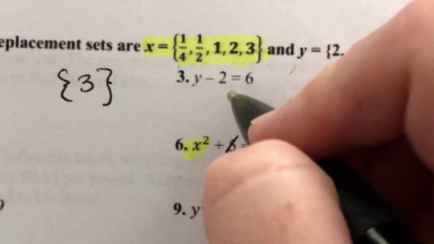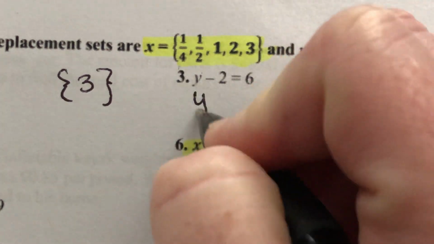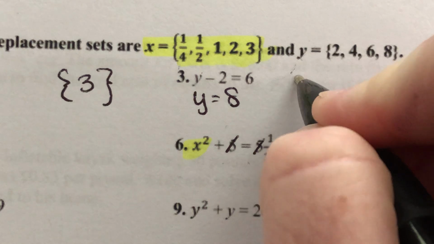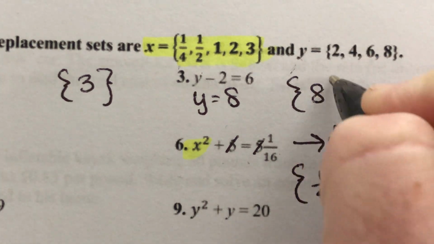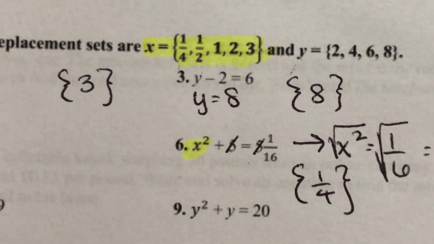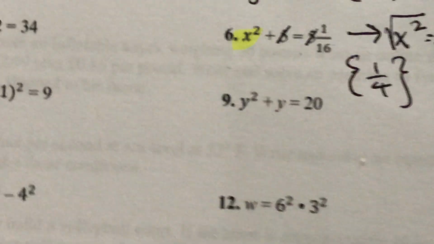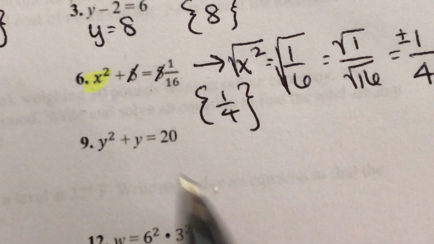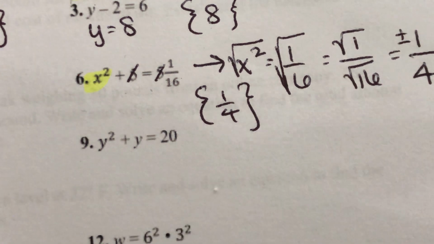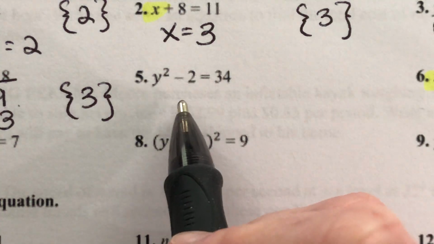So here if I solve for y, I add 2 to both sides and I get y equals 8. Was that one of our choices? Yes, it was. So I put my little solution set in squiggles. Okay, going down 1. We're going to save this till the end because this is a tough problem. So let's go to number 5 here.